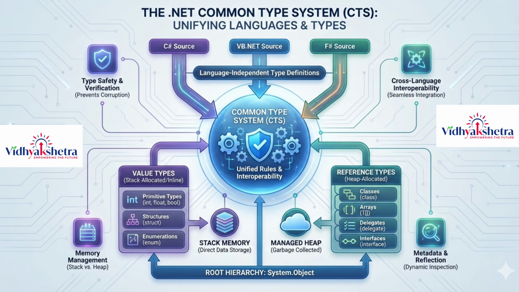The CTS defines two broad categories of types: value types and reference types. These two categories form the foundation of memory management and behavior in .NET. Understanding this distinction is critical for understanding how applications perform and behave at runtime.